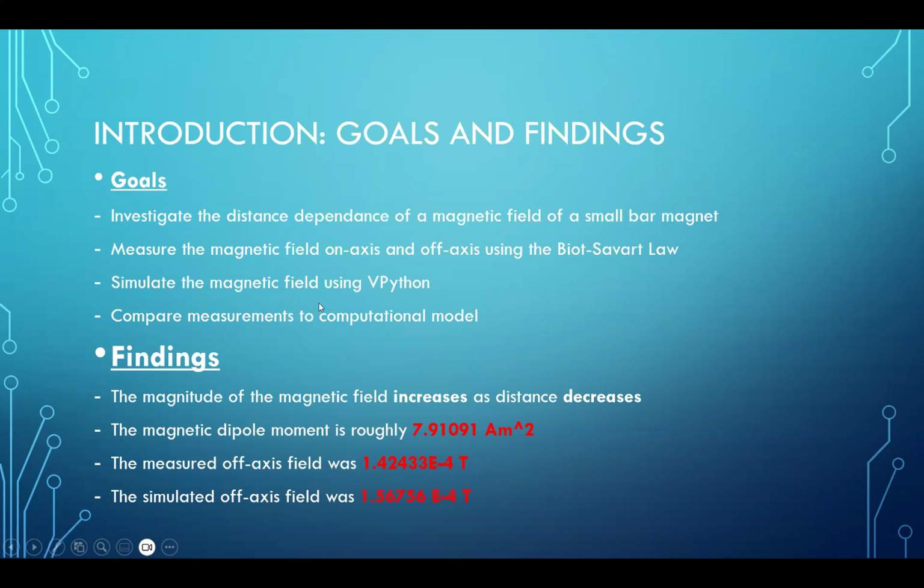We're going to simulate the magnetic field using Python, and we're going to compare our experimental data to our computational model. The findings of this lab is that the magnetic field magnitude increases as distance decreases. The magnetic dipole moment is roughly 7.91, and the measured off-axis field was approximately 1.4 times 10 to the negative 4 Teslas. The simulated off-axis field was 1.567 times 10 to the negative 4 Tesla.